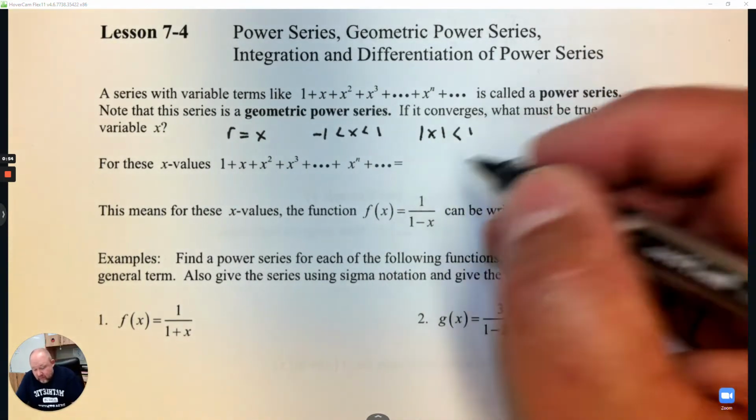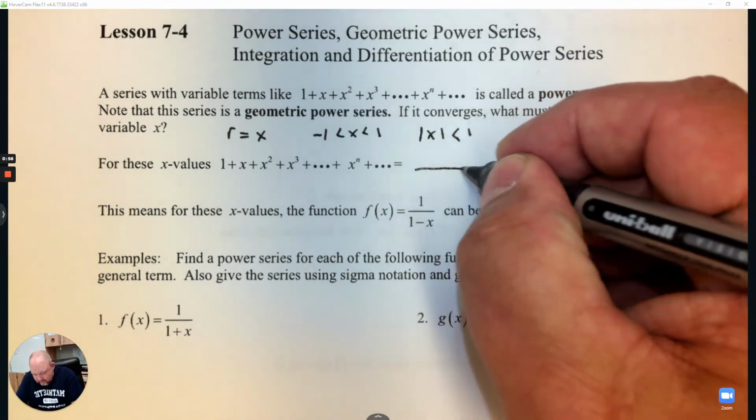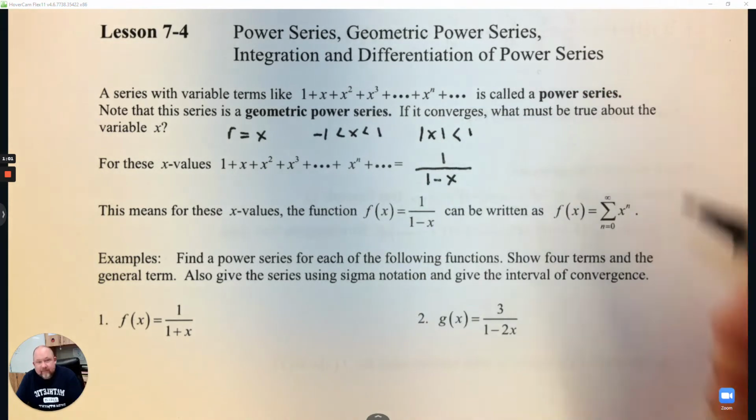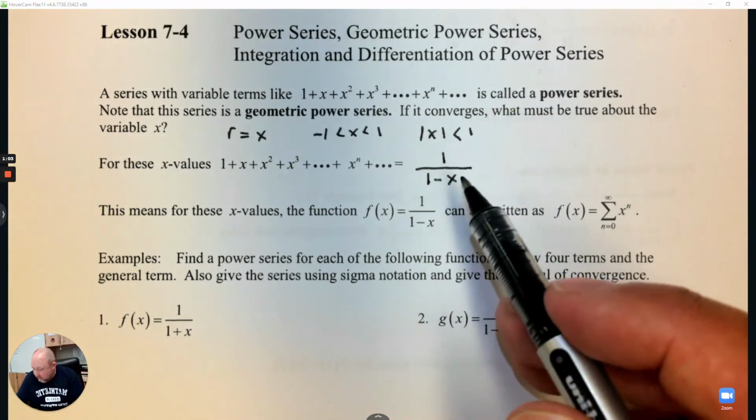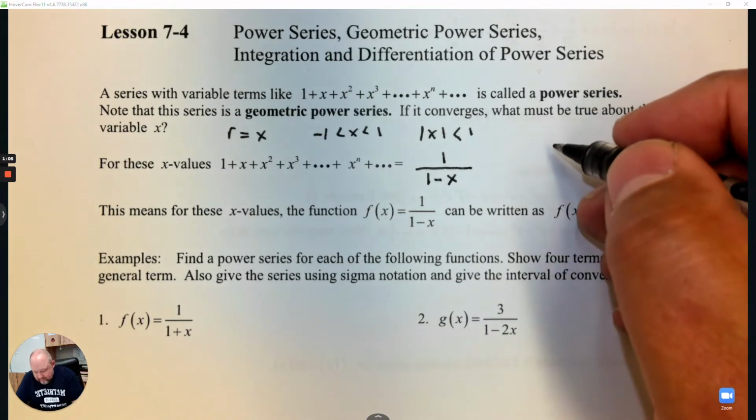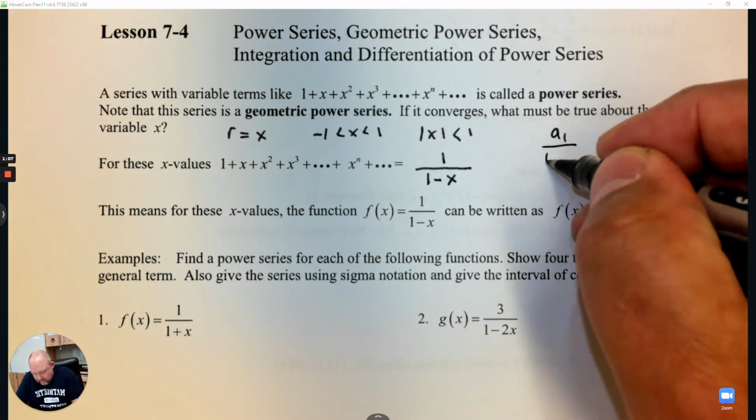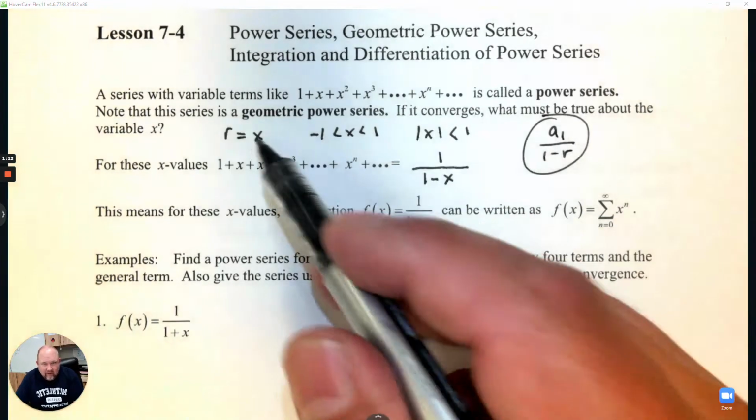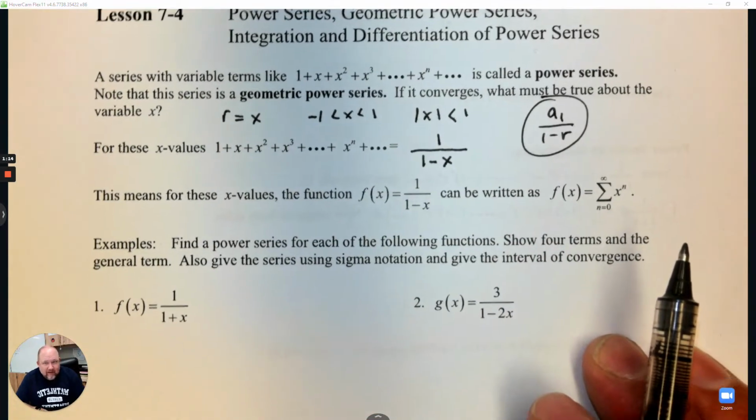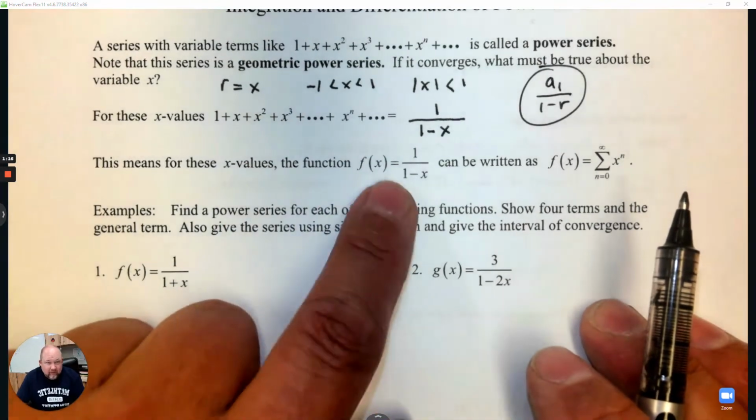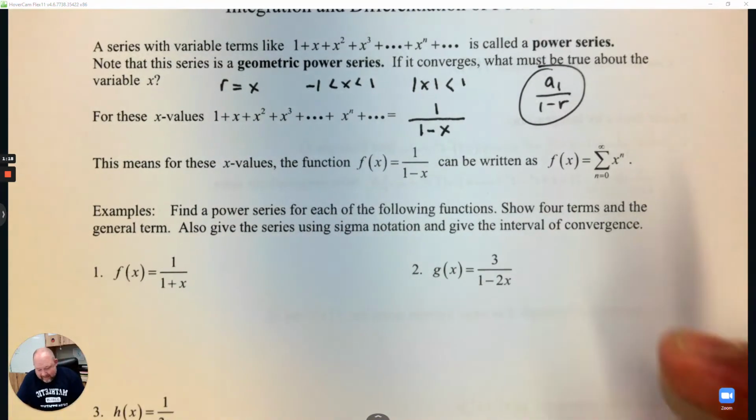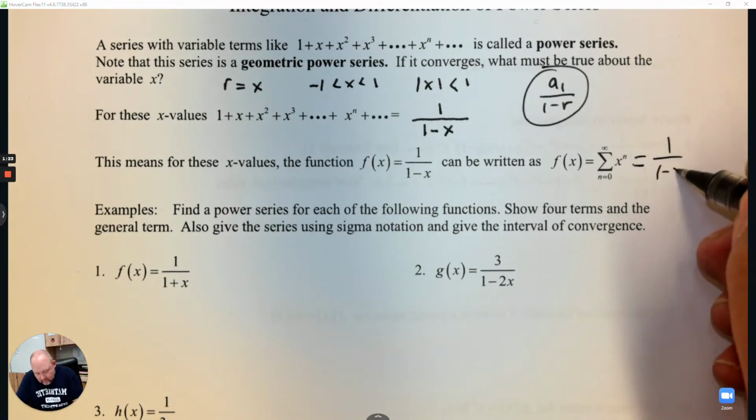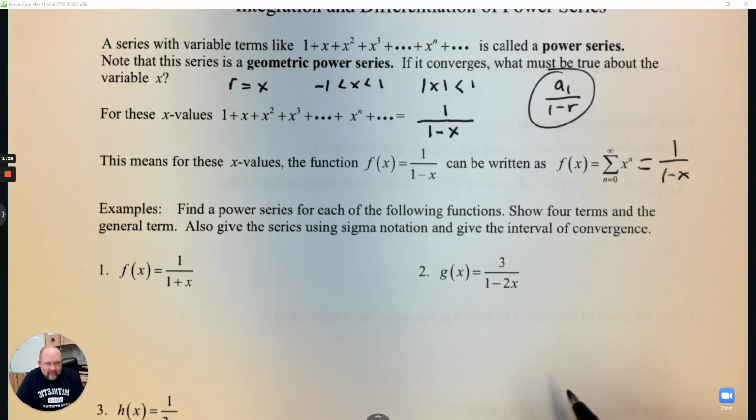And what it converges to is the formula. The formula is the first term over 1 minus the common ratio. So in this case, it's 1 over 1 minus x. So again, this is the formula that we're using for an infinite geometric series. In this case, the common ratio is x. This means that for x values, this function can be written as that. So the answer to this is just 1 over 1 minus x.